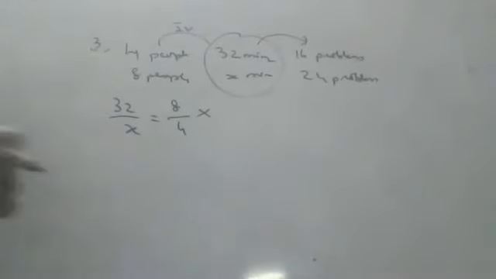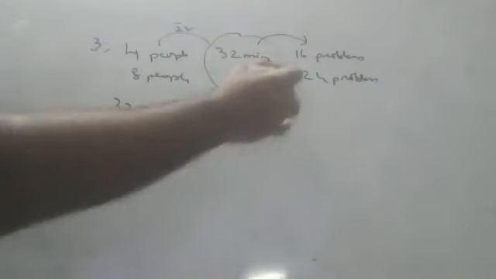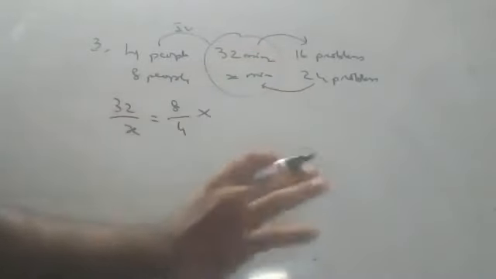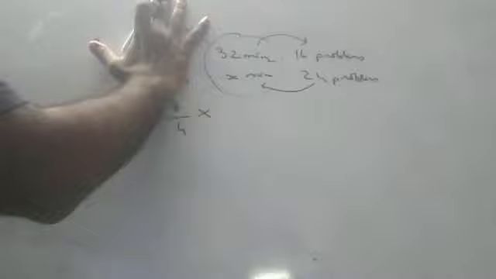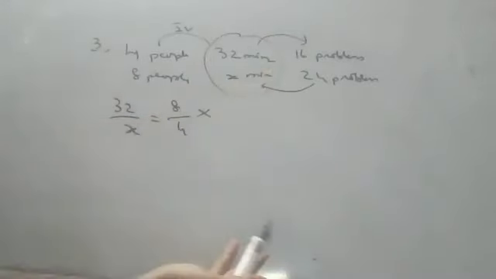24 problems, children. Try to understand. If 16 problems can be solved in 32 minutes, 24 problems will definitely take more time. So these are directly proportional. 16 problems take 32 minutes, which means 24 problems will take more time.